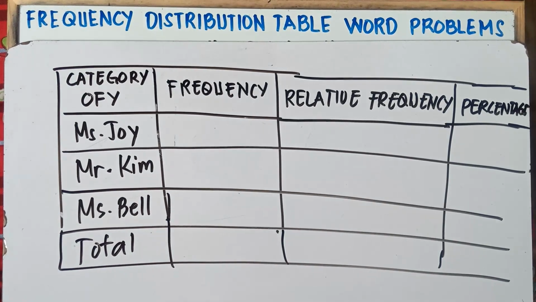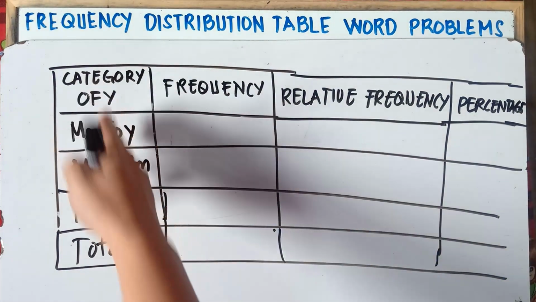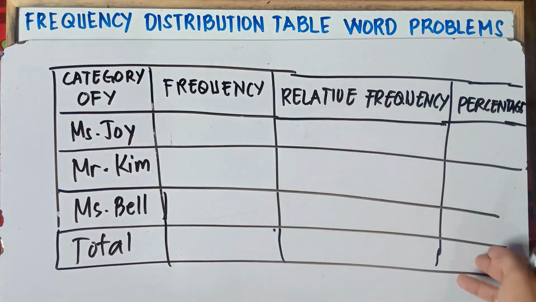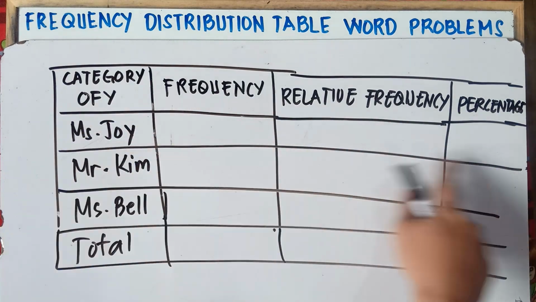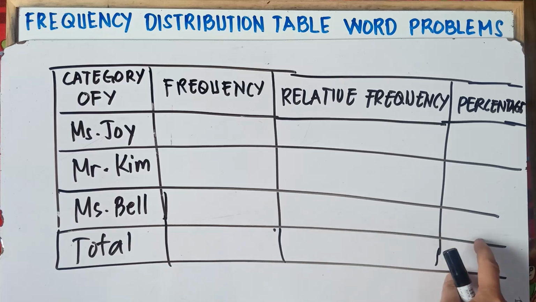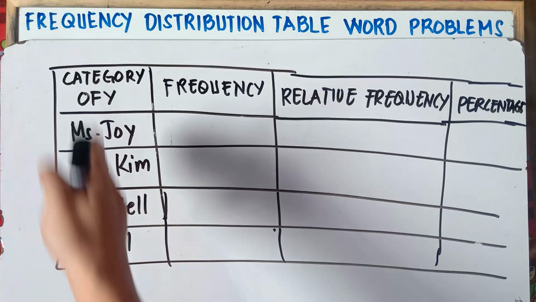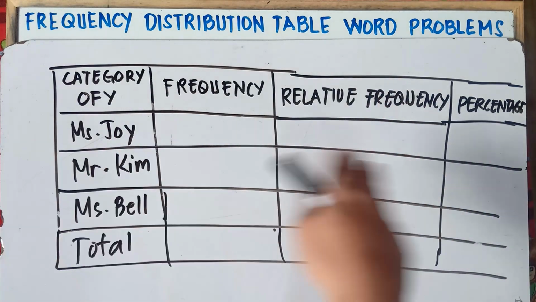Therefore, we need to have 4 columns: 1, 2, 3, 4. And how many rows? We have 5 rows: 1, 2, 3, 4, and 5. So we already have our table. We will make 4 columns and 5 rows.